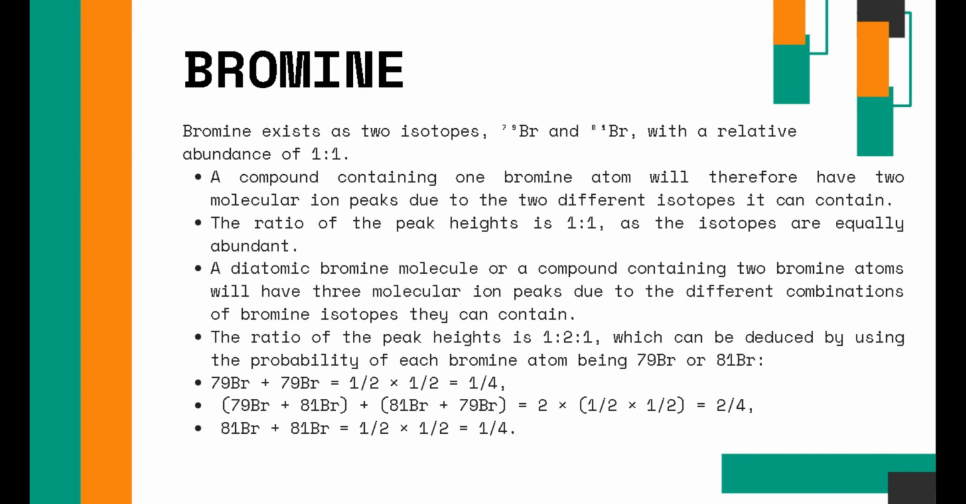79Br with 79Br gives us 1/2 times 1/2, which gives us 1/4. 79Br with 81Br and 81Br with 79Br is 2 times 1/2 times 1/2, which gives us 2/4. 81Br with 81Br gives us 1/2 times 1/2, which gives us 1/4. Again, a 1:2:1 ratio. Pretty much the same concept, just different peaks and abundances.